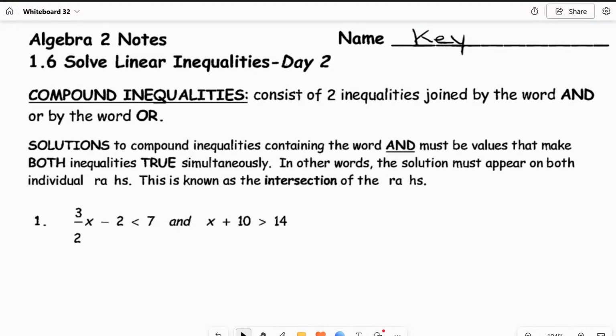On solving compound inequalities. A compound inequality consists of two inequalities joined by the word "and" or by the word "or." Solutions to a compound inequality containing the word "and" must be the values that make both of the inequalities true at the same time. In other words, the solution must appear on both individual graphs. This is known as the intersection of the graphs. So for "and" inequalities, we are looking for the intersection where both inequalities are true.